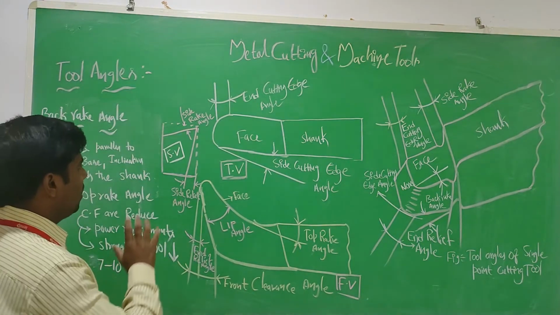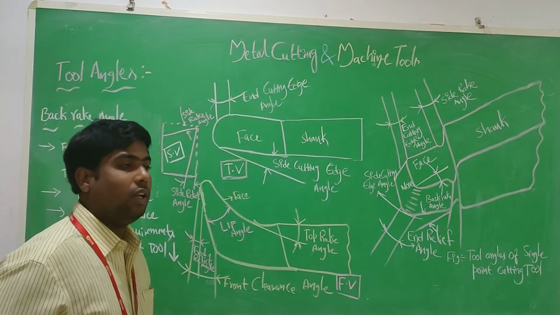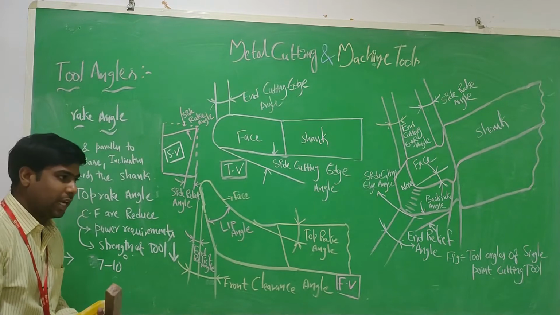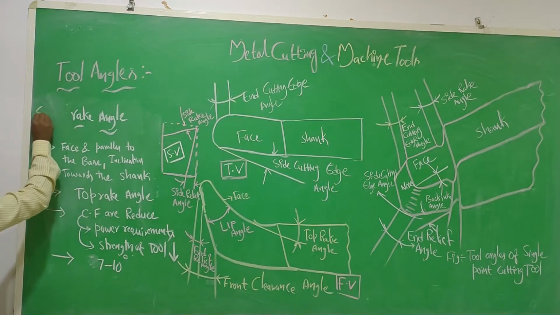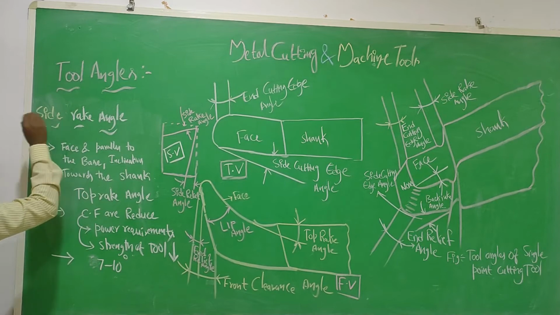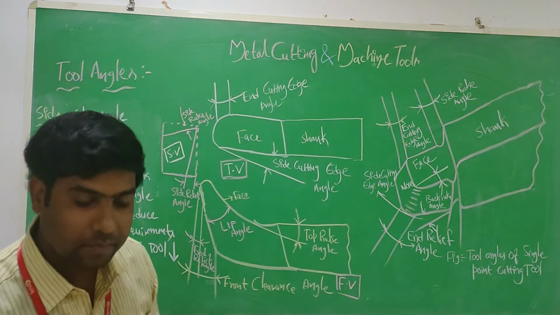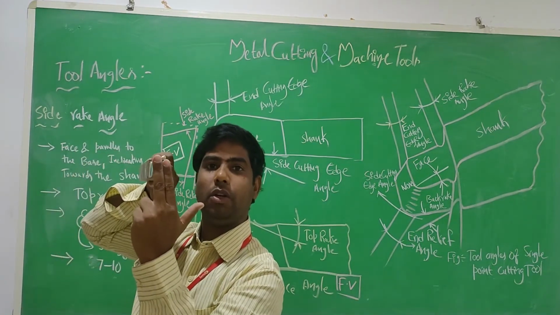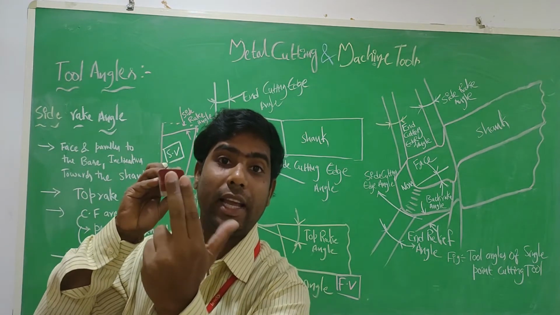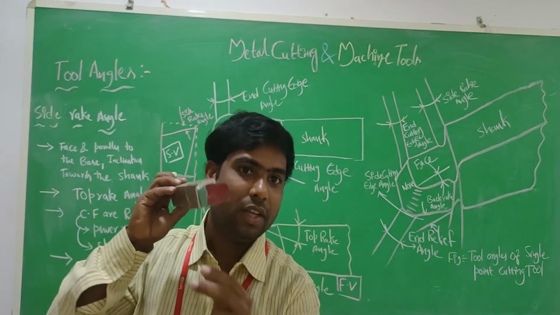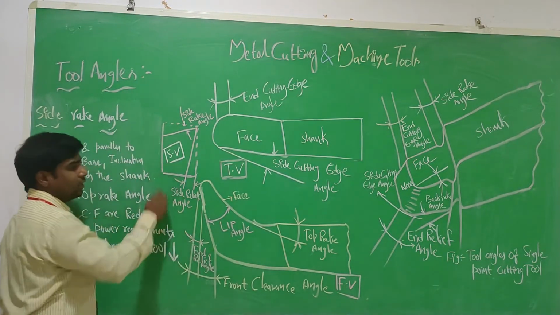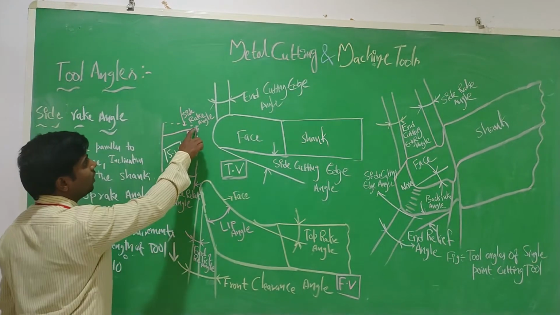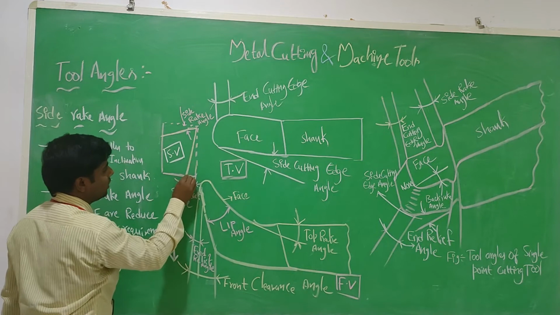Coming after back rake angle, we have the side rake angle. So what is side rake angle, sir? This is the front view, this is the top view, this is the side view. Side rake angle is observed in the side view only. I'll show where the side view is. Friends, this is the side view, and in this side view, this is the tool.